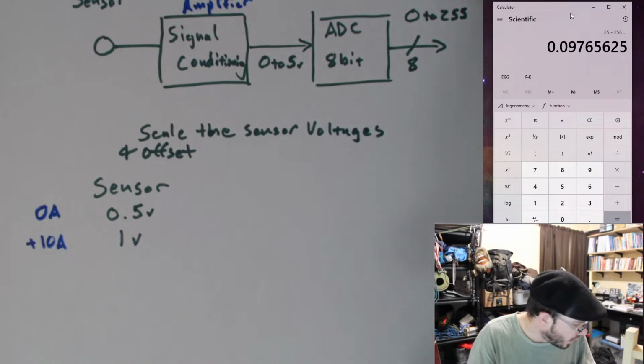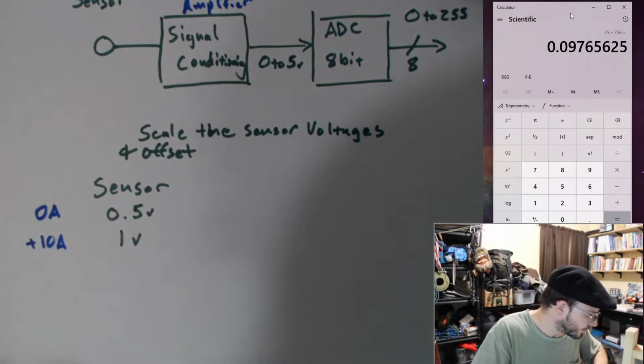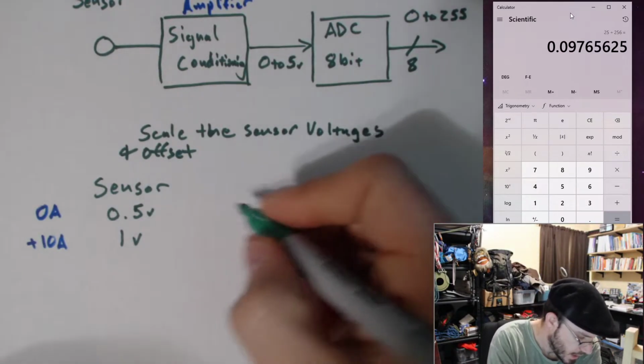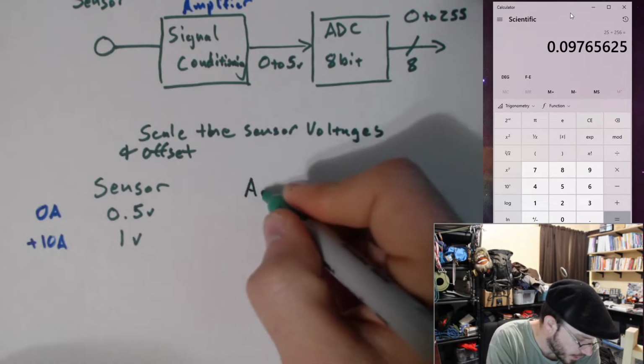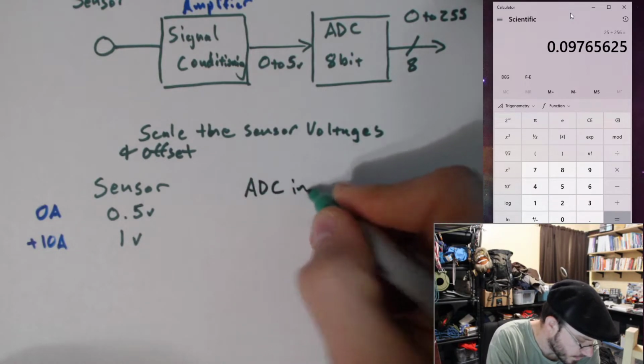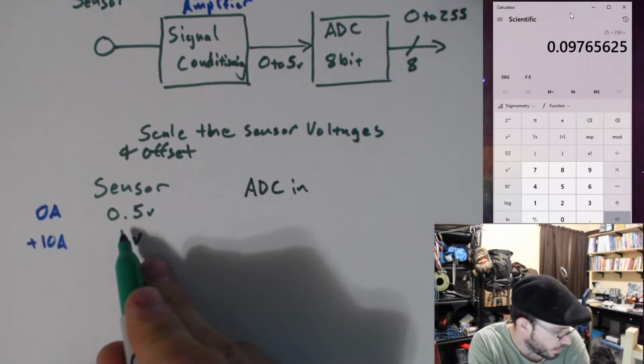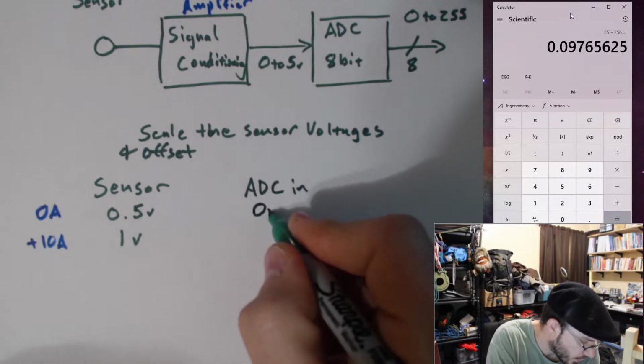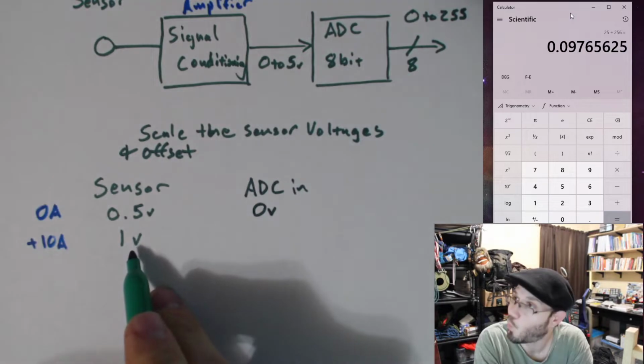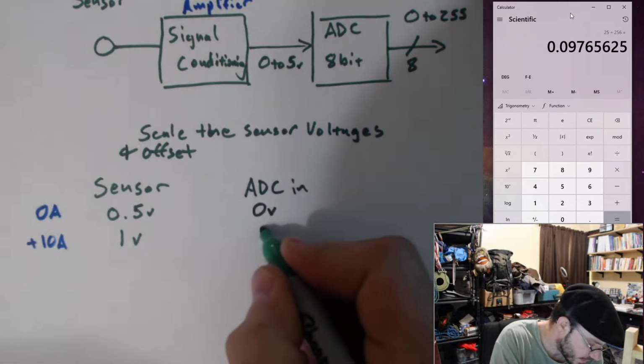And now what we want to do is for our ADC input, we want to change 0.5 volts to 0 volts, and we want to change 1 volt to 5 volts.